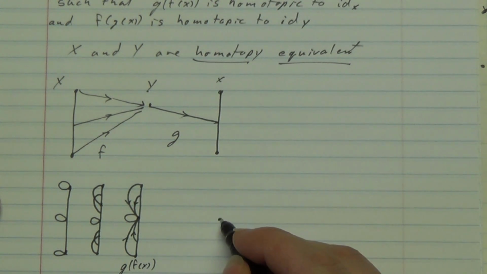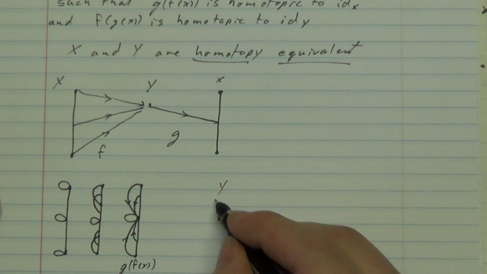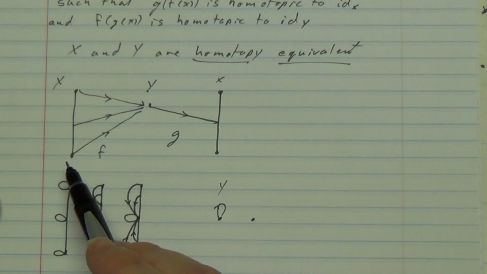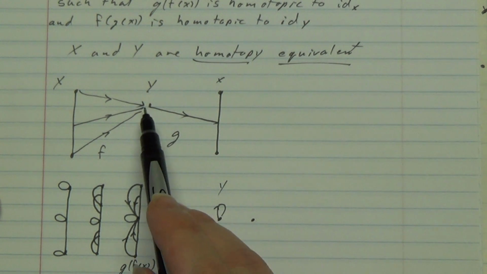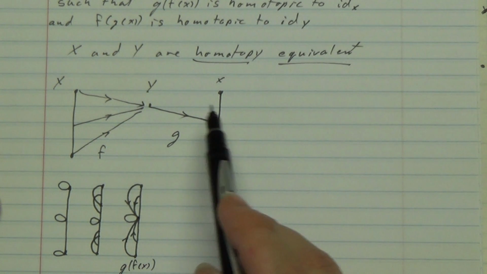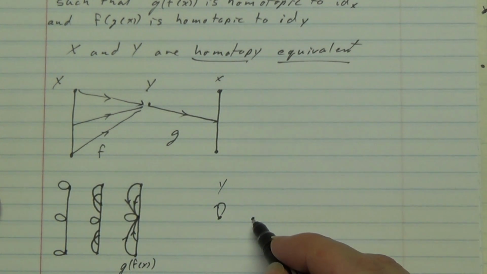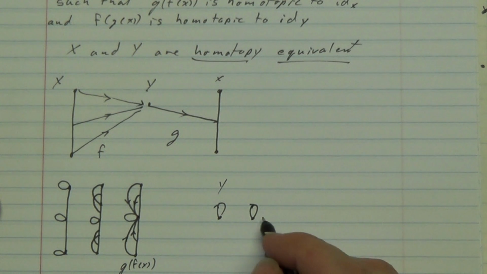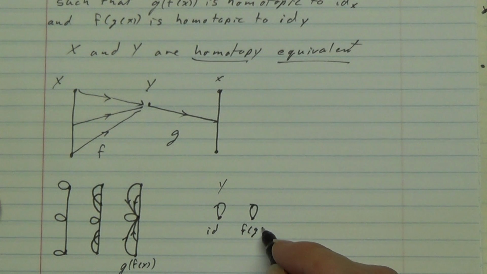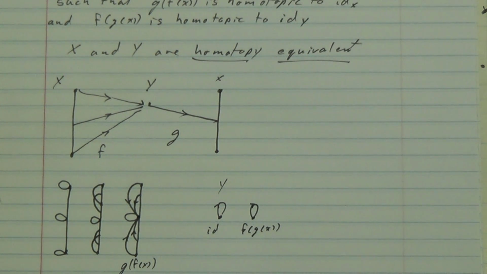The map F of G of X is very easy on Y. This is the identity map, and G takes the single point of Y to this midpoint of X, and F takes the midpoint of X back to the single point of Y. There. They're exactly the same. There's the identity, and here's F of G. Okay, so a line segment is homotopy equivalent to a single point.